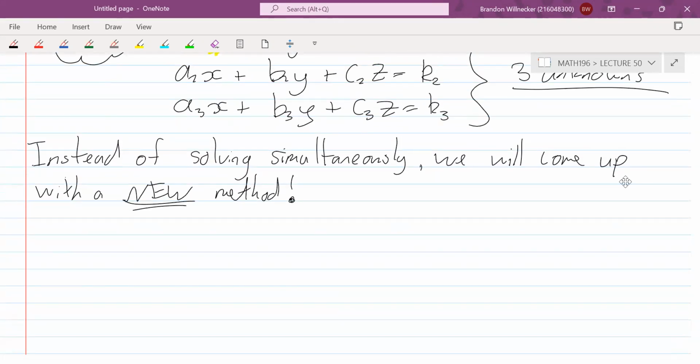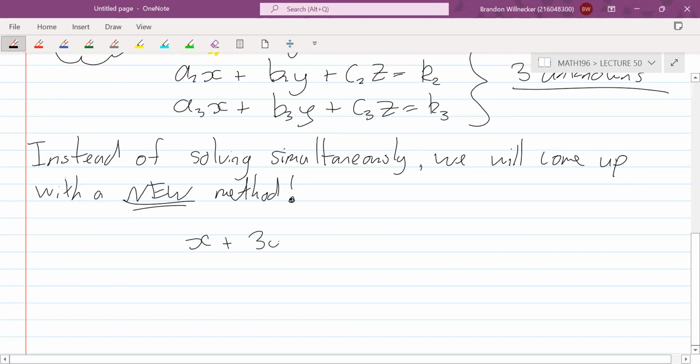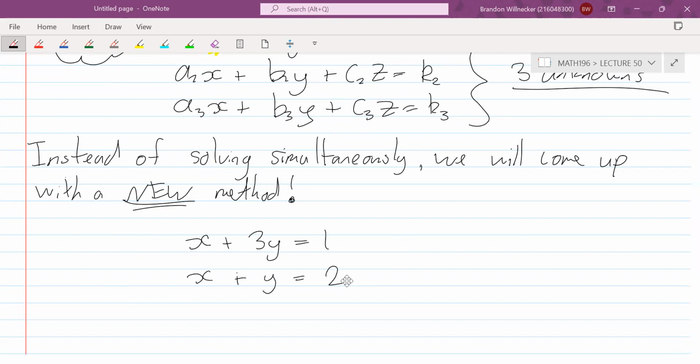Okay, so let's have a look at a first example just to illustrate what this technique is. So let's say we have x plus 3y is equal to 1. And then we have x plus y is equal to 2. So here we have two linear equations with two unknowns. We'll see later on what happens if we have too few equations or too many equations, but the number of variables for our cases will be either 2 or 3. Later on we'll look at 4 variables, but for now just 2 or 3.